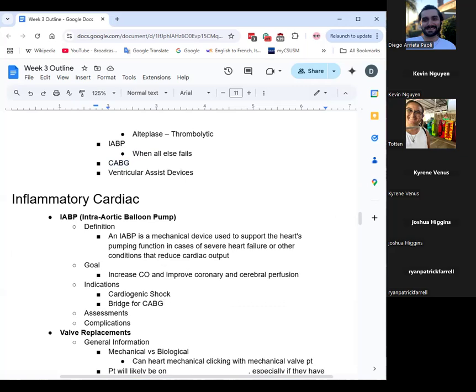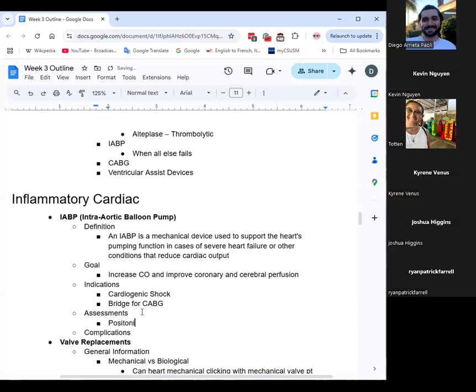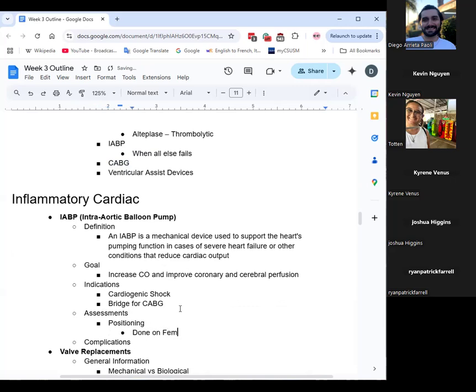Those are probably the two main ones. And I think some of us were already talking about assessments for the IABP. We talked about positioning. For the most part, this is going to be done on the femoral artery, therefore you're going to want to keep that leg straight. I'm going to say head of the bed less than 30 degrees. UWorld, I remember very specifically, said less than 30, so I will go with less than 30.